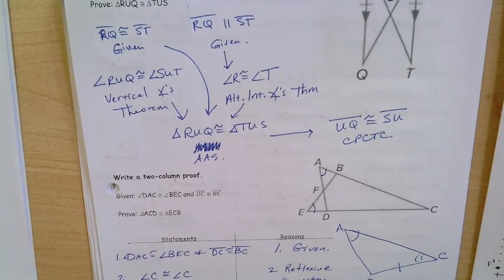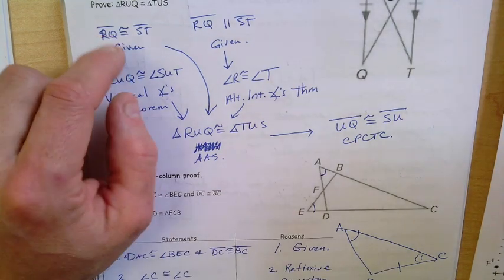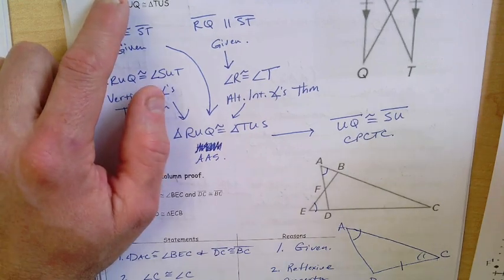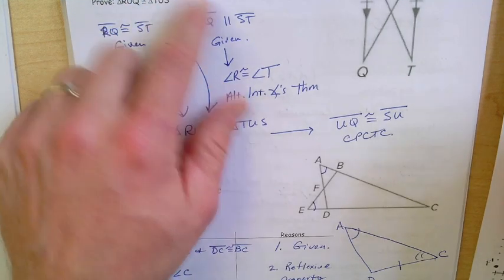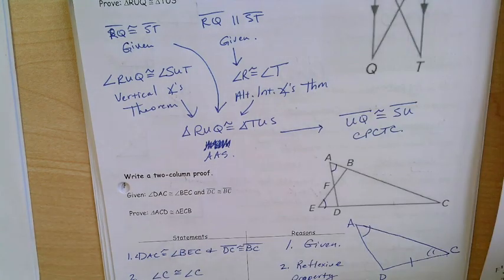All right, now, to finish things off, I've got 2 more proofs for us. This first one's pretty simple. The second one's got something I want to point out to you. So we're told in the first one that RQ is congruent to ST, and that RQ is parallel to ST. Well, if they're parallel, things are usually born out of that fact, okay?